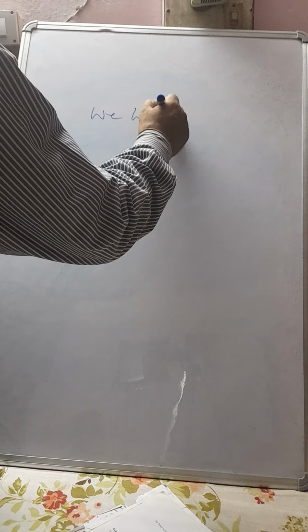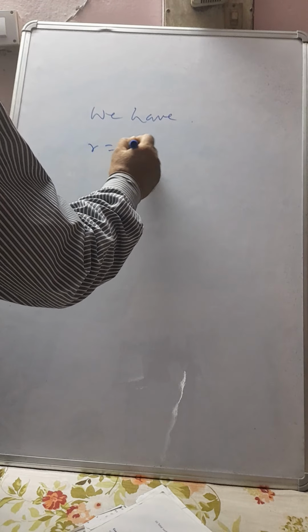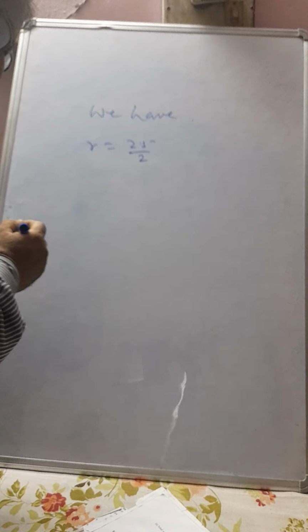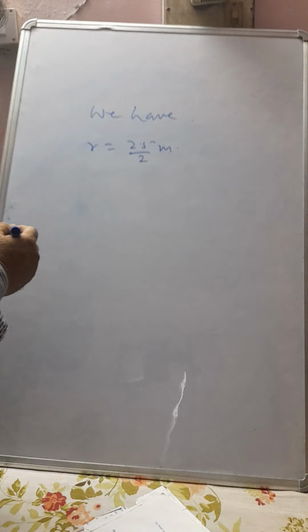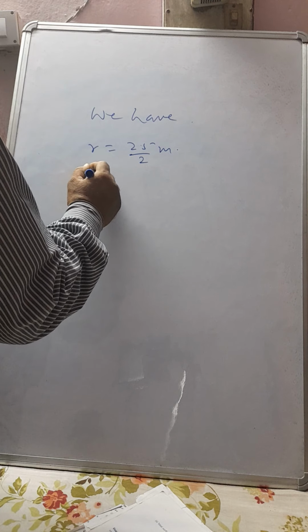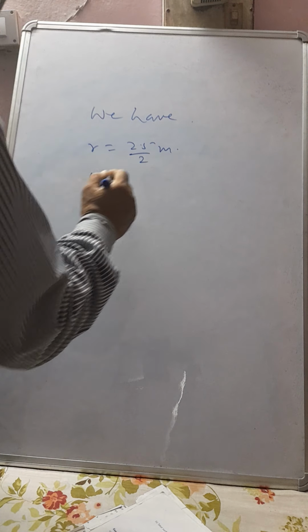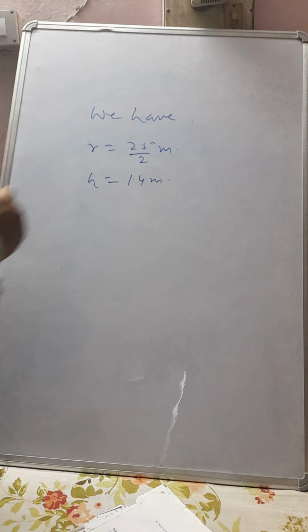So its curved surface area is equal to 2 pi RH, because we know that curved surface area of cylinder is equal to 2 pi RH. That's why we become able to evaluate the required curved surface area of cylinder by using the same formula. We have radius R is equal to 2.5 by 2 meter and length H is equal to 1.4 meter. It is given in the question.